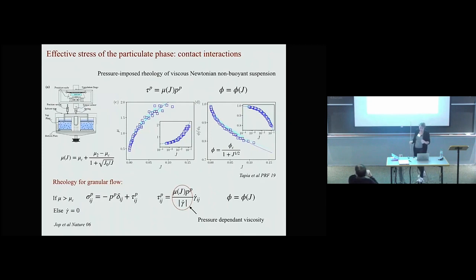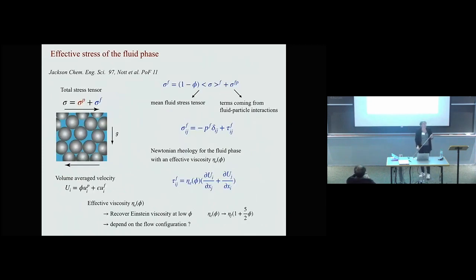So what about the fluid phase? If we consider the fluid phase, we can simply follow the work of Jackson and of Kavli also. The effective stress of the fluid phase comes from two contributions. The first one is the mean field stress transfer, and the second one comes from the interaction with the particles. And then, if we follow Jackson, we can think that the shear stress simply follows a Newtonian rheology with an effective viscosity which depends on the volume fraction. And it's also built on the volume average velocity.